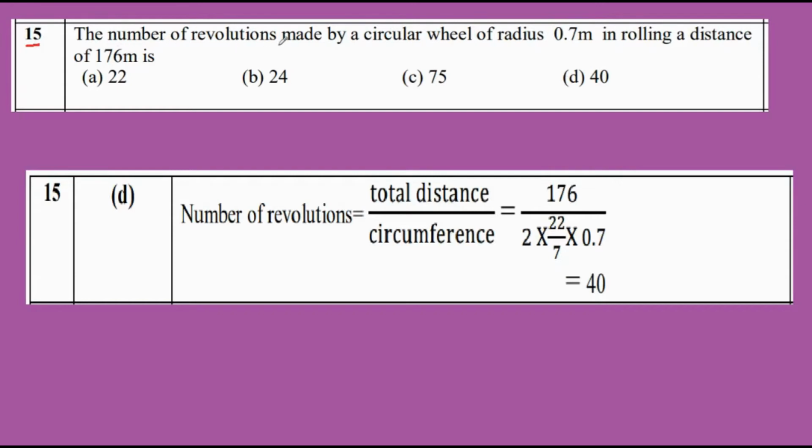15th question. The number of revolutions made by a circular wheel of radius 0.7 meters in rolling a distance of 176 meters is. We know the number of revolutions is given by total distance by circumference of a circular wheel. Total distance is given as 176 in the question, and circumference of a circle formula is 2 pi r. 2 pi value is 22 by 7 and radius is given as 0.7 meters. So after calculation our answer will be 40. So correct option for 15th question is D, 40.